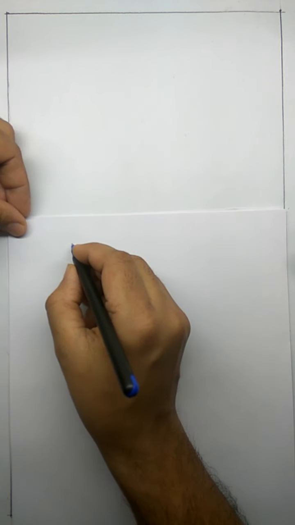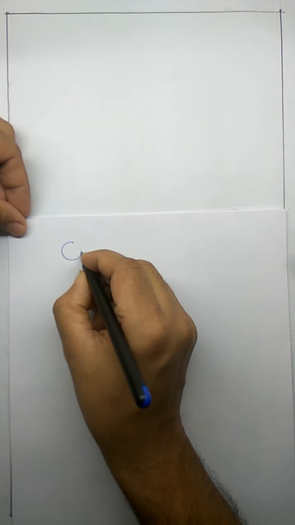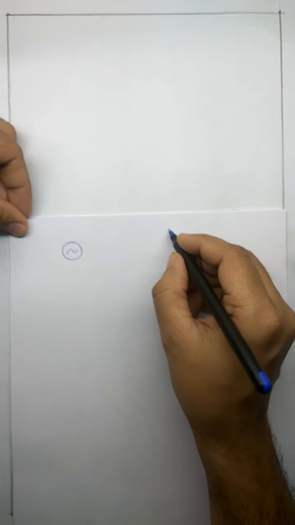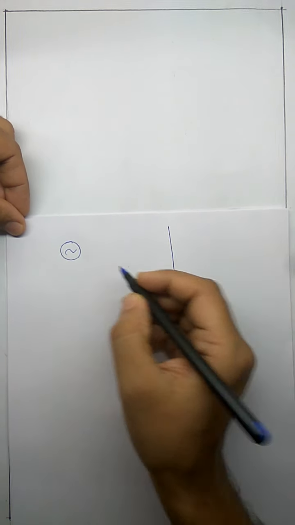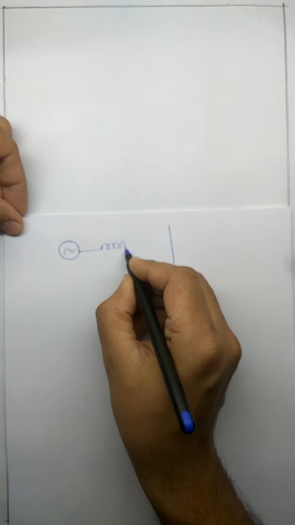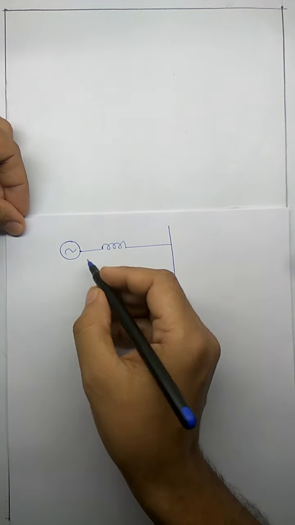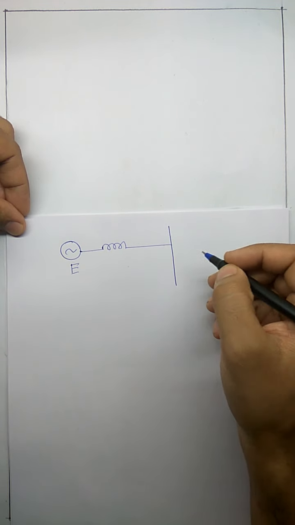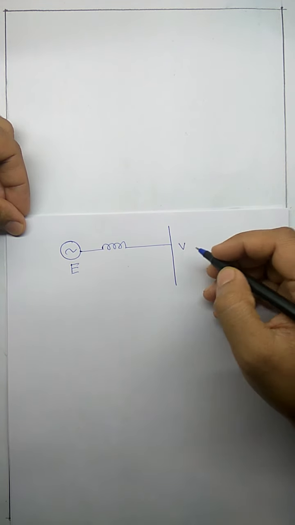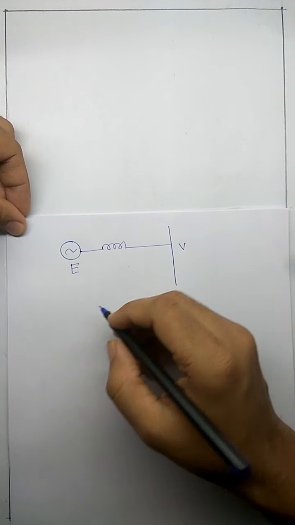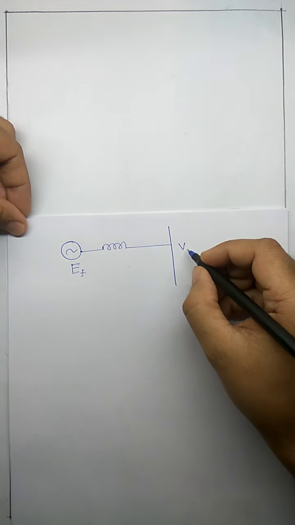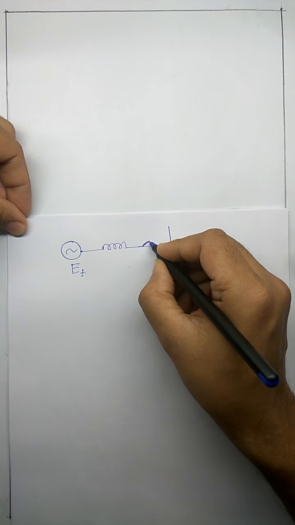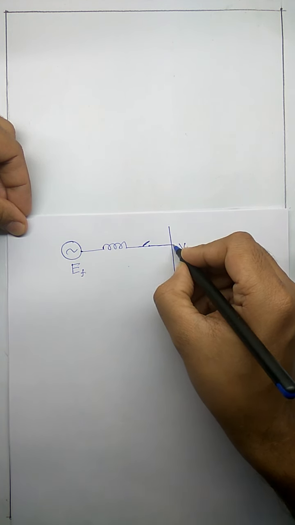So let's consider that this is a synchronous machine and it is connected to an infinite bus. This is my synchronous generator that we are talking about, and this is the infinite bus. We are representing it as V. So let's say that this is E_F, this is V, and we have a switch here which is nothing but a circuit breaker.